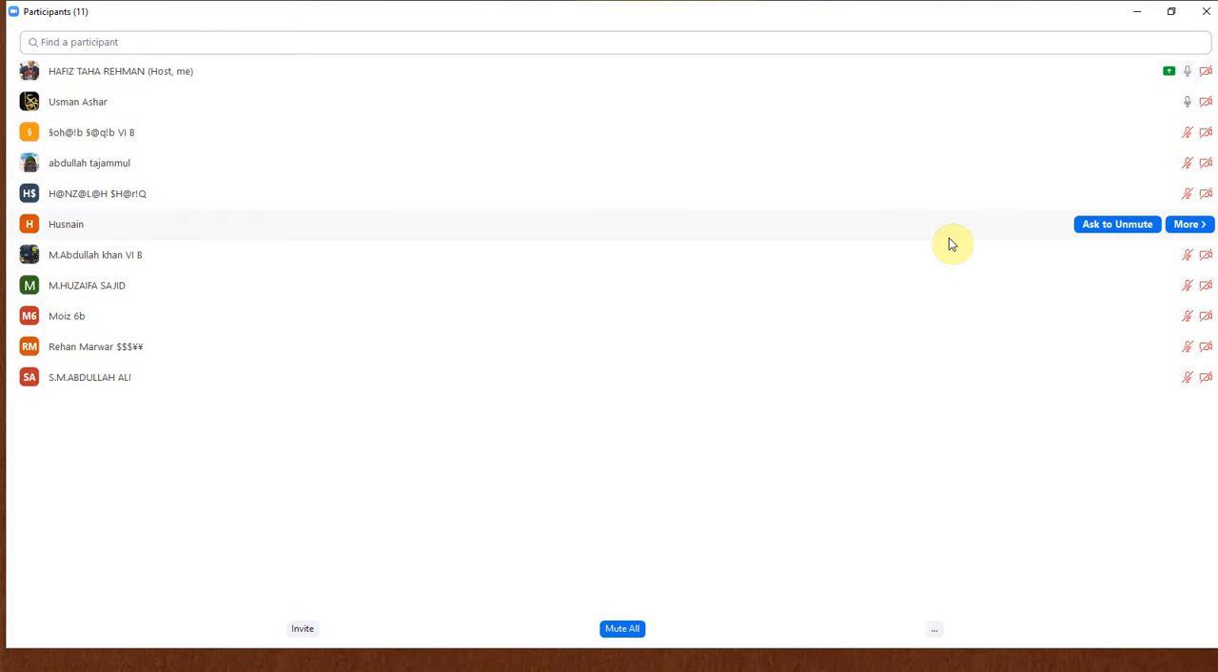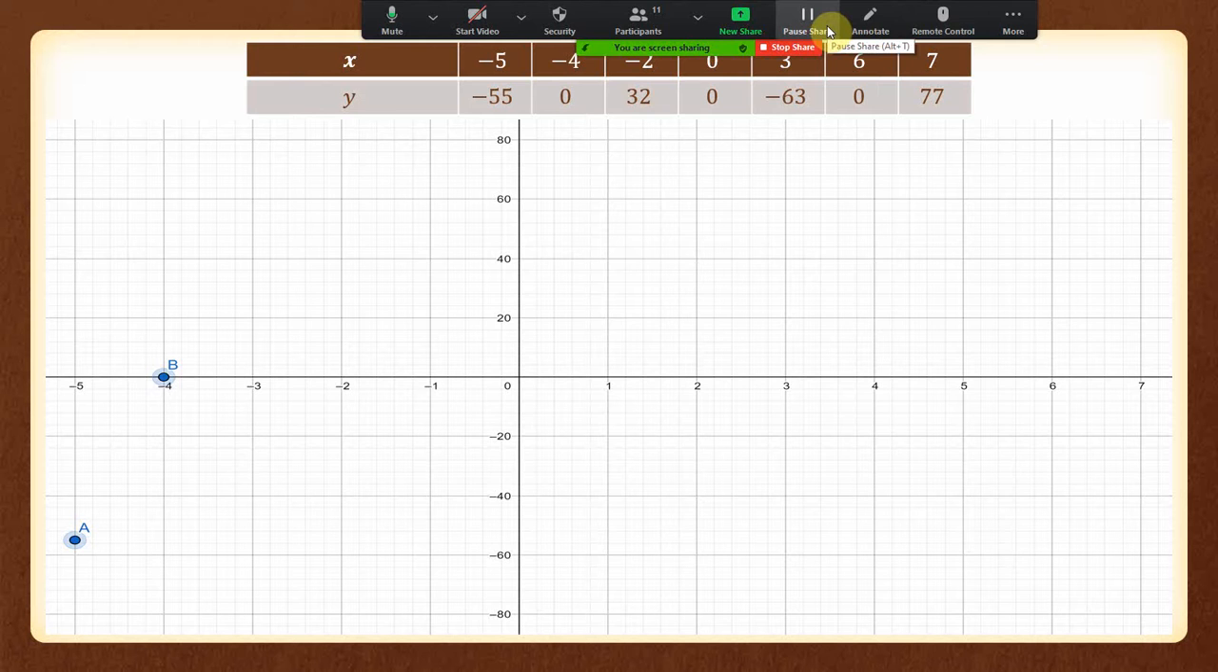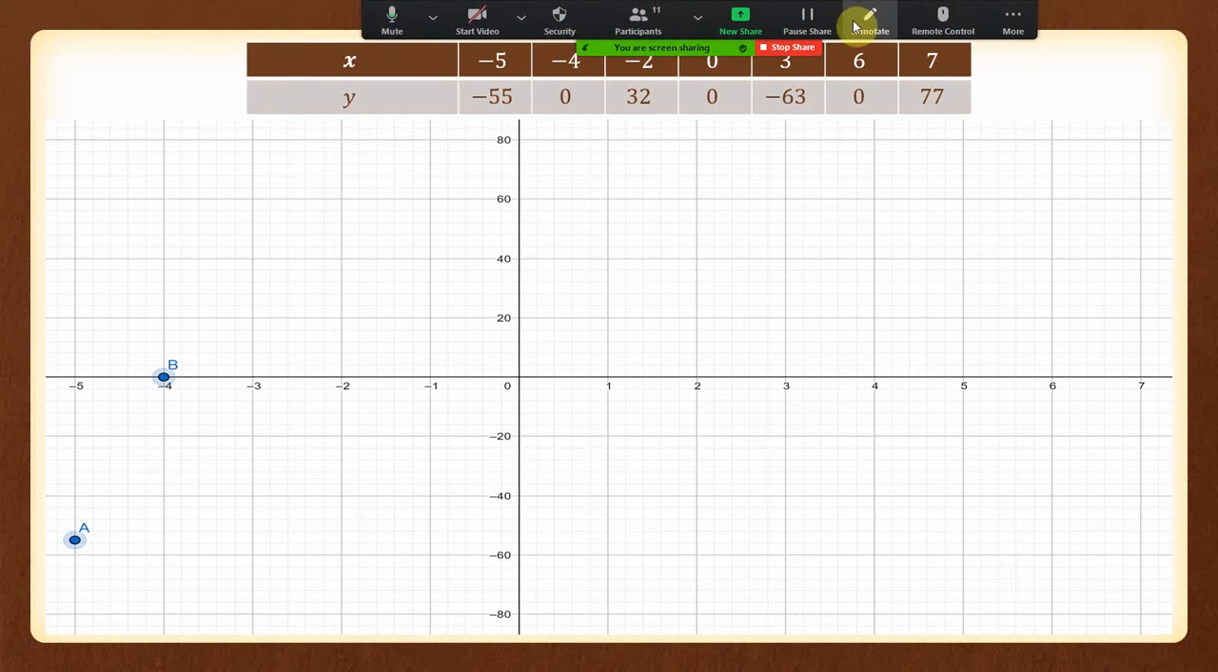Sir, we got the answer but we are not able to plot it. Beta, there is an annotate option. You move the cursor to the top of the screen. Move it. View options. Then you must see the annotate option there. What is the point? Minus 2 comma 32. You must see the annotate option there. Yes sir, I am doing it now. Anzila, no. Wait for your turn.